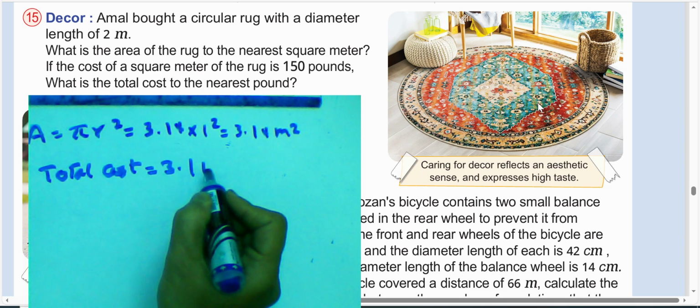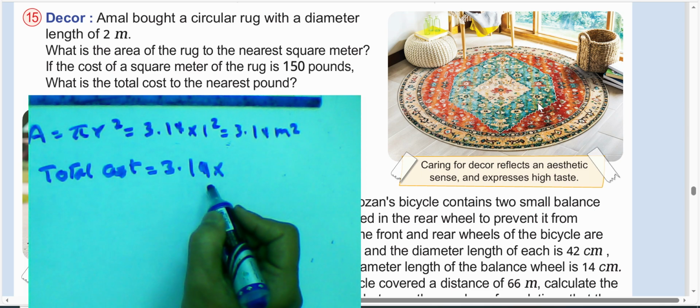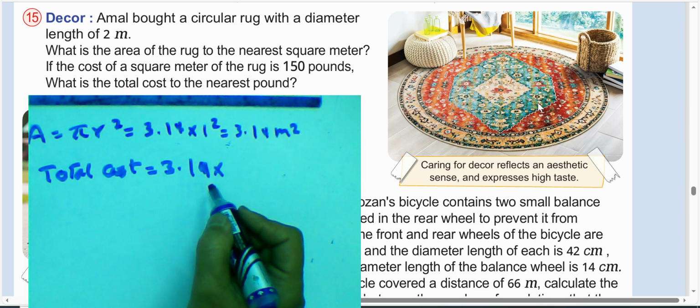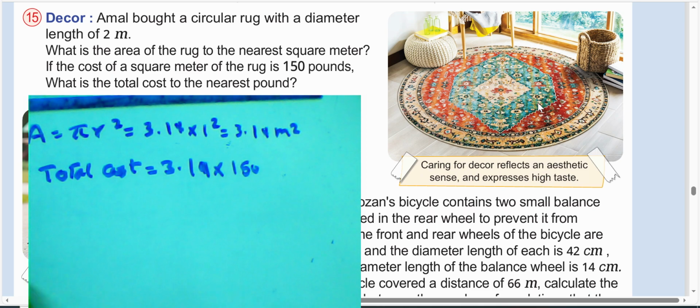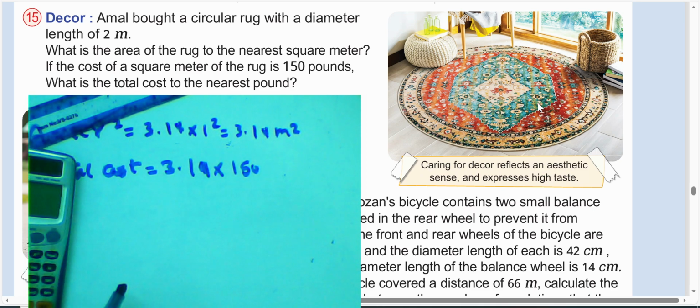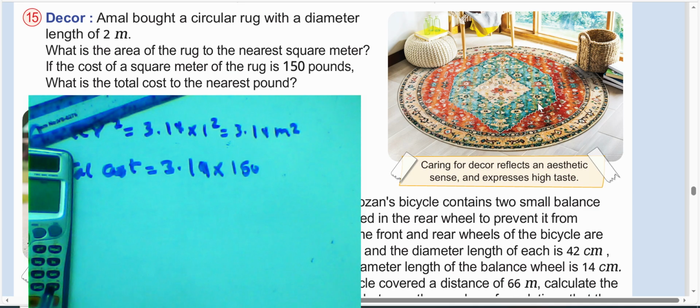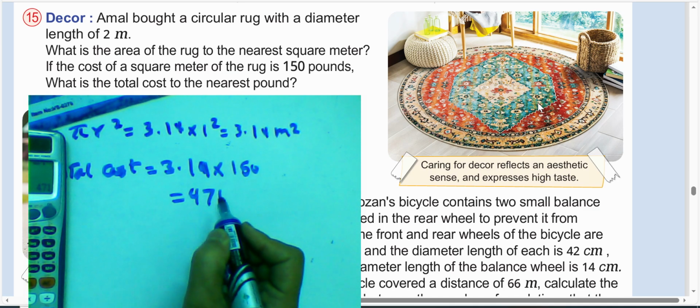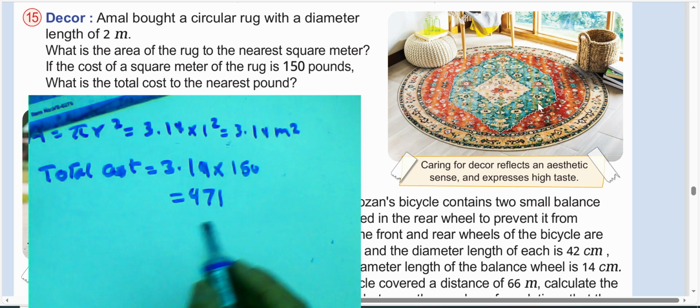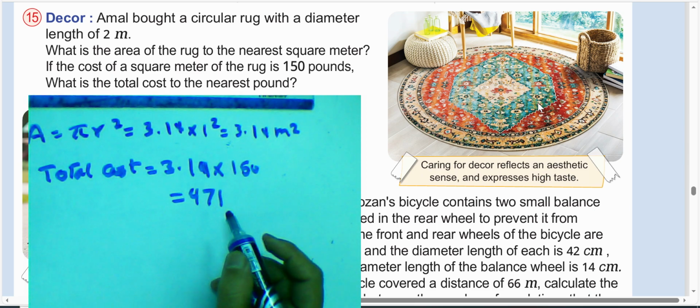This is the total cost. We can write 3 and 14 hundredths product by 150. You can use a calculator, write 3.14 times 150. The result will be 471 pounds.